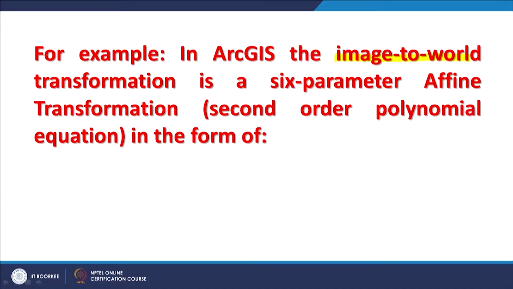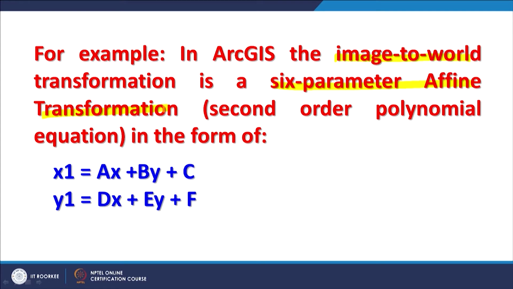So, if it is written 3 in first order, collect at least 6. In second order, if it is 6, collect 12, because we want to achieve a very accurate georeferencing, or transformation function, and for that purpose it is always better to go double the minimum requirement of ground control points. If I take the example of ArcGIS, the image to world transformation is a 6 parameter affine transformation, and that is a second order polynomial equation in the form like this.